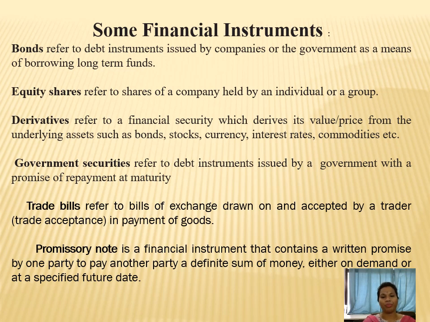Then what is a trade bill? A trade bill is a bill of exchange drawn and accepted by the trader in payment of goods. It is an exchange in which they are promising to pay so and so amount to so and so person after so and so date or time period. So a trade bill refers to a bill of exchange drawn by the trader and accepted by him in payment of goods. And the promissory note. A promissory note is a financial instrument given by one person to another for paying a certain sum of money to a specified person on a specified future date.